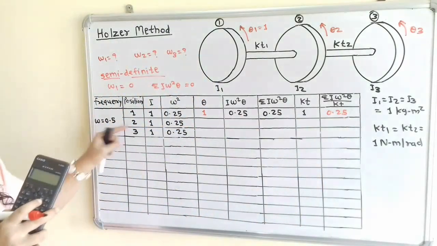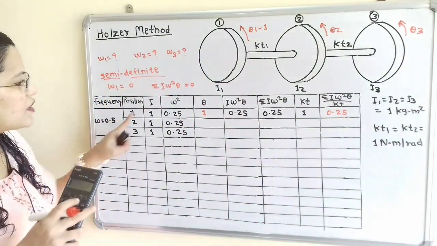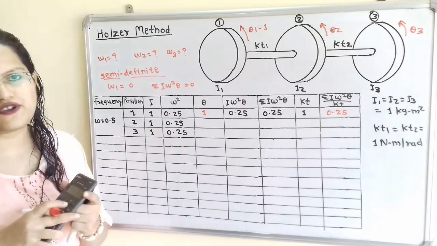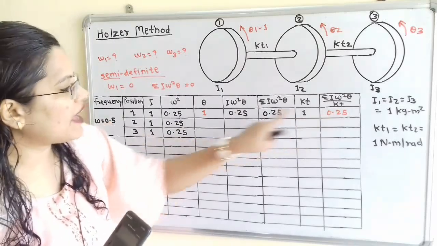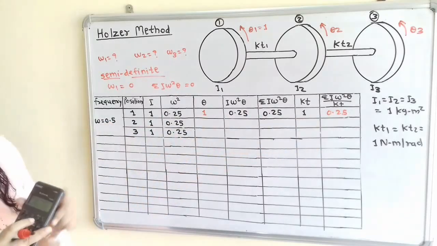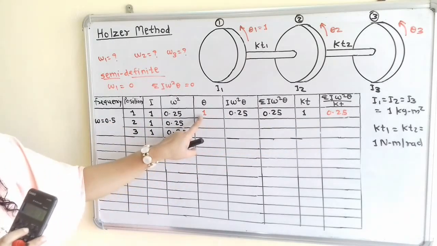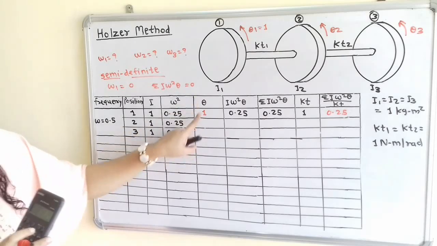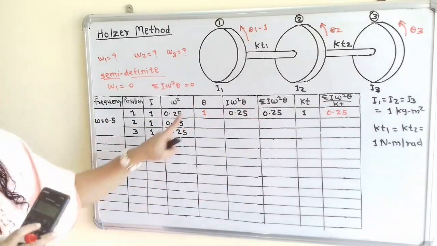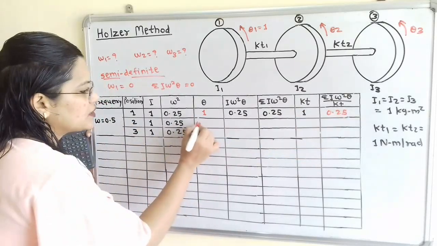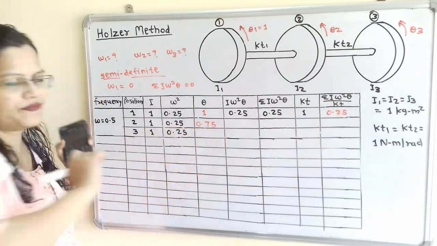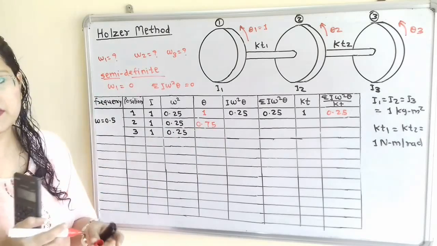Now we will move to second position. So for second position we have to write the value of theta. So how to write? So we have to observe the values with red marker. So we have to take difference between this theta column and this last column. So 1 minus 0.25. So here I will write 0.75. So this is the value of theta.